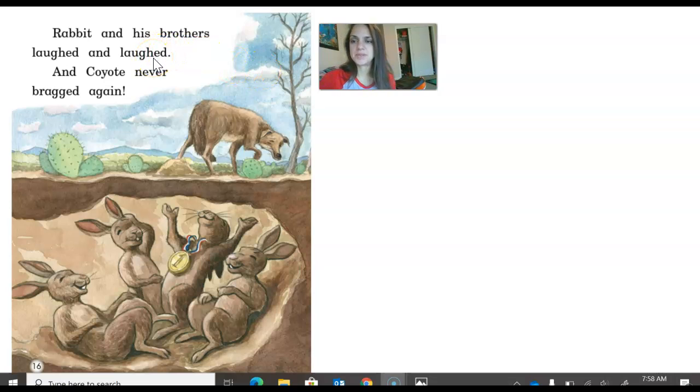Here's a word that we have been working on in our word work. I see the base word laugh and the suffix ed, laughed. Rabbit and his brothers laughed and laughed.